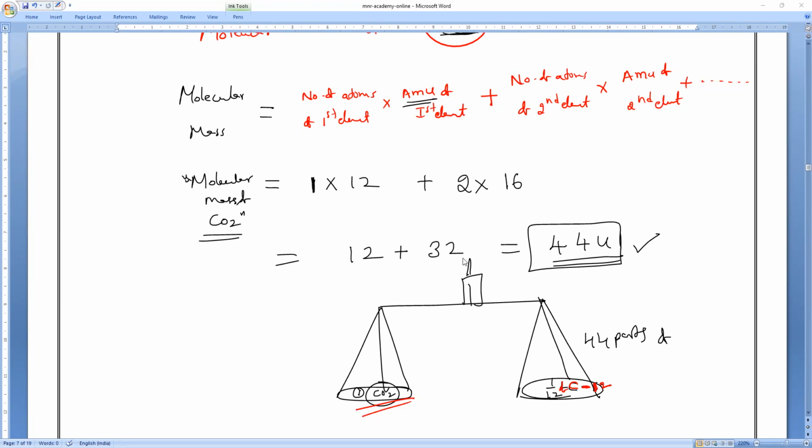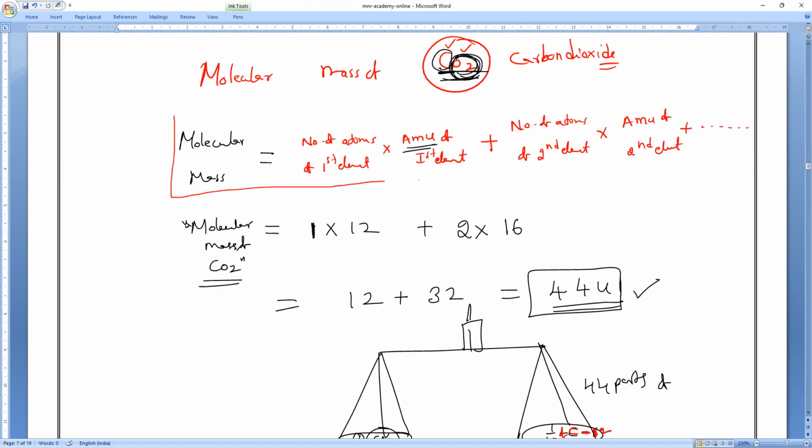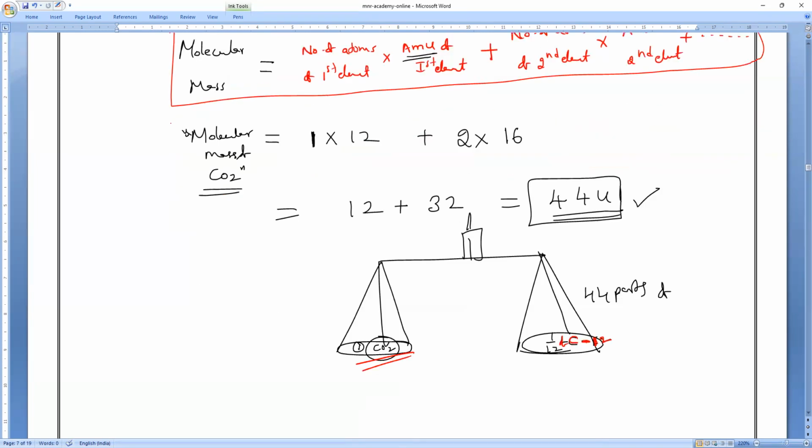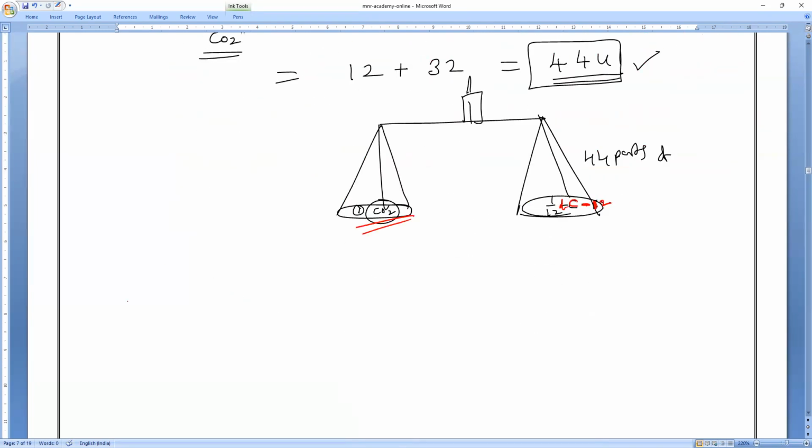Clear? Next compound I will tell you, listen. The formula you should remember. This is the most important one which you have to remember. Okay, everybody? Next, the molecular mass of the second one, the molecular mass of ammonia. What is the formula? In the exam, they won't give the formula also. You should learn. What is the ammonia formula, everybody?